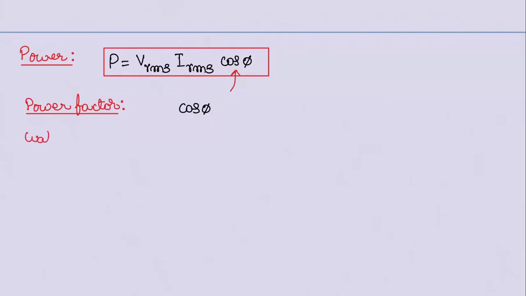Wattless current. When power factor is zero, there will be current, there will be voltage, there will be current, but power will be zero. Check it. If phi is equal to pi by 2 or cos phi is equal to 0, then the current is called wattless current. Few more things we need to study.